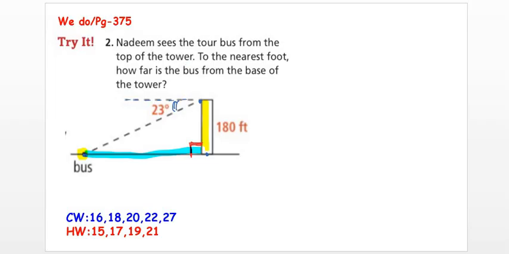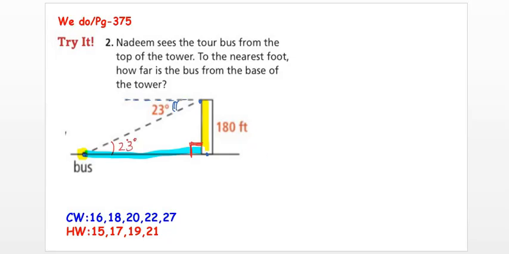Clear? Now if I look at this triangle, the one that I'm shading right now for you, it does not have any angle inside it. So how can I make use of the trigonometric ratios if it does not have any other angle? Now this angle will also be 23 degrees.